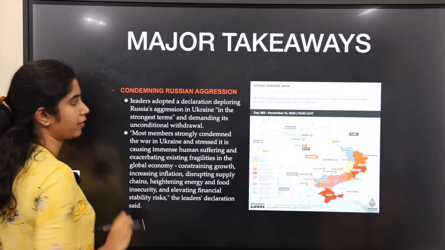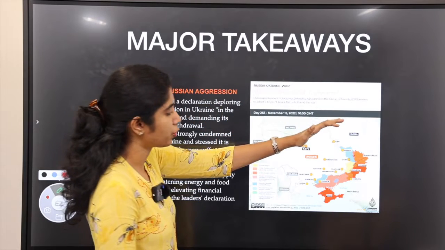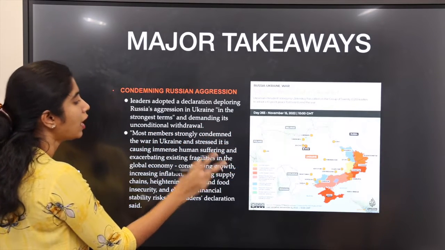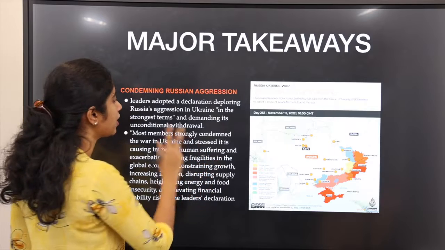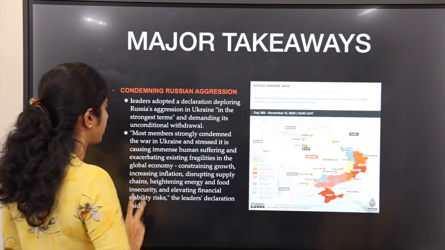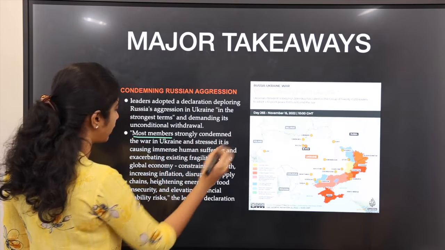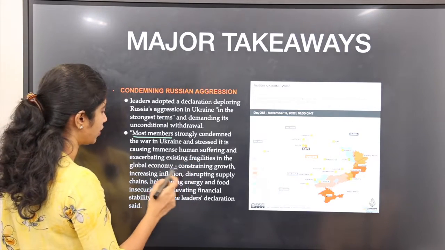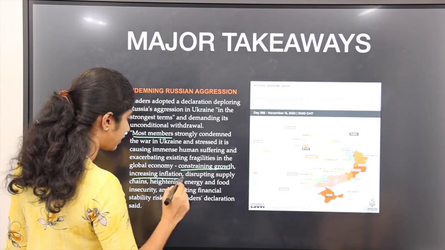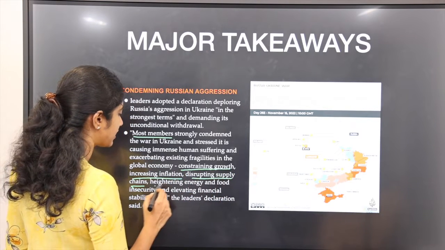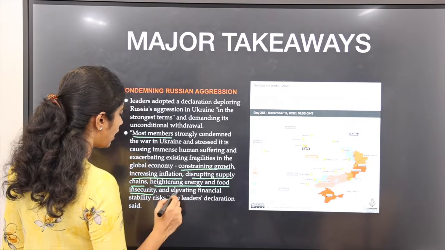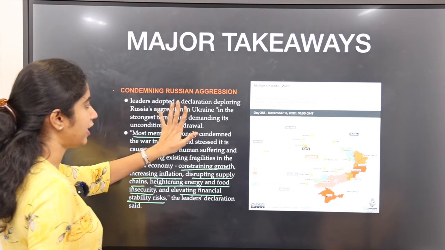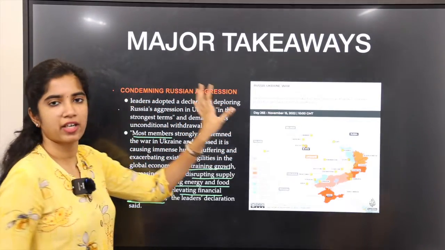First thing, condemning Russian aggression. So you know, Russia has started a war on Ukraine. We are all well aware of the Russia-Ukraine war, but this global platform has condemned the aggression in the strongest terms for the first time. Most member countries strongly condemned the war in Ukraine and stressed it's causing immense human suffering, exacerbating existing fragilities in the global economy, constraining growth, increasing inflation, disrupting supply chains, heightening energy and food insecurities, and elevating financial stability risk. So this is what the leaders have declared. Finally, everyone has come to a conclusion to condemn Russian aggression in Ukraine.